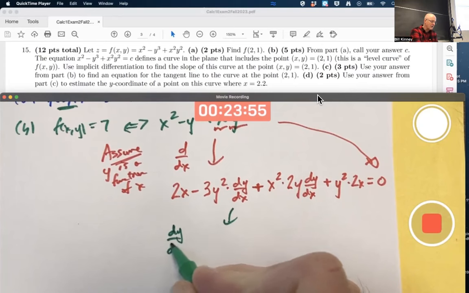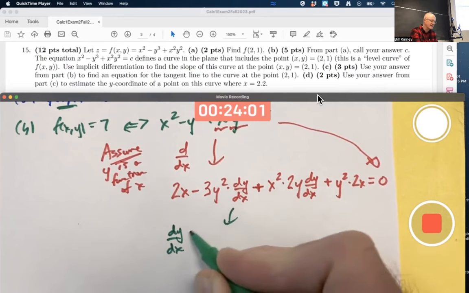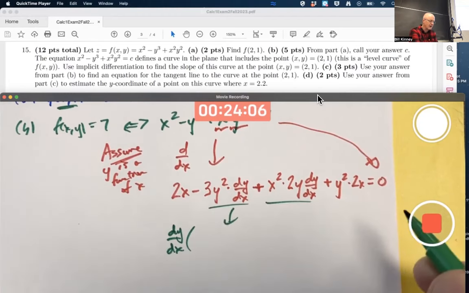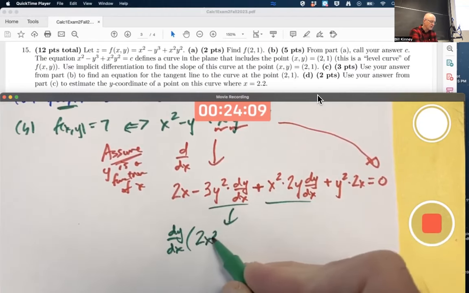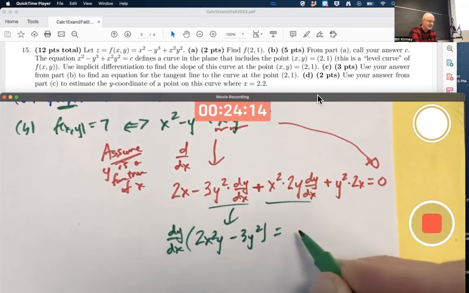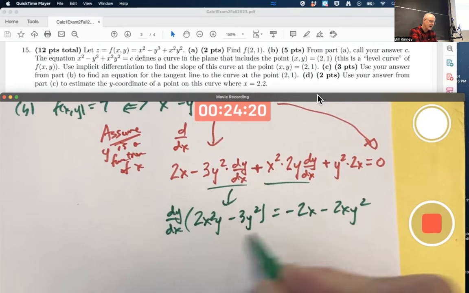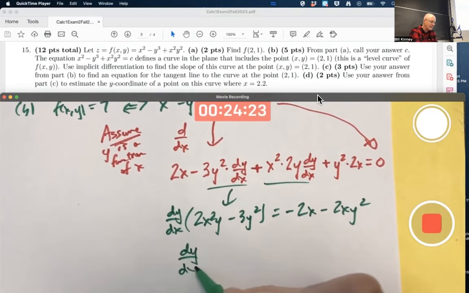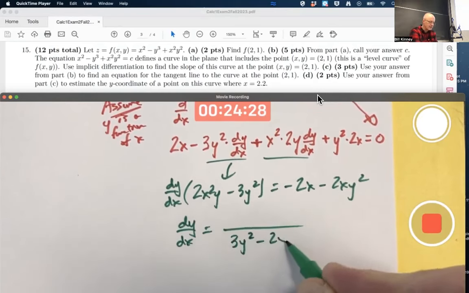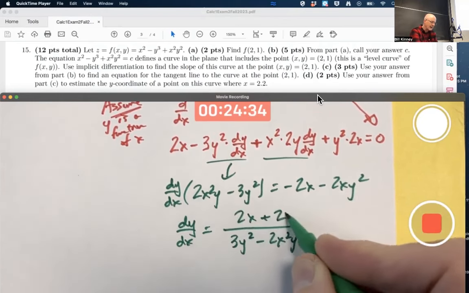If you got that far so far without making a mistake, then you were pretty close to finishing. Factor out dy dx out of the two terms that involve dy dx. What are you left with? 2x squared y minus 3y squared. Bring the other terms to the other side, negative 2x minus 2xy squared. Then divide both sides by what dy dx is being multiplied by. And I think I will also switch around the order of this, make it a 3y squared minus 2x squared y, so that I can put plus signs in front of these things. Not that you have to do that.